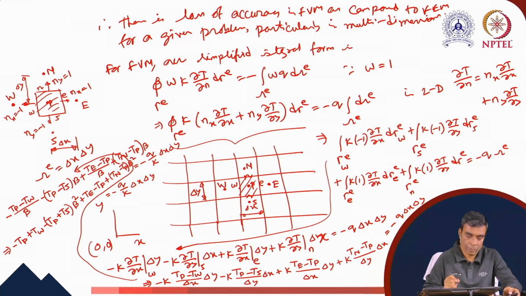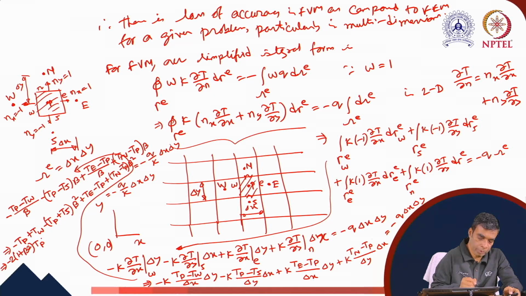Which can be further simplified as minus 2 into (1 plus beta square) into Tp, plus Tw plus T east, plus beta square Ts, plus beta square Tn, equals minus q by k into delta x delta y.